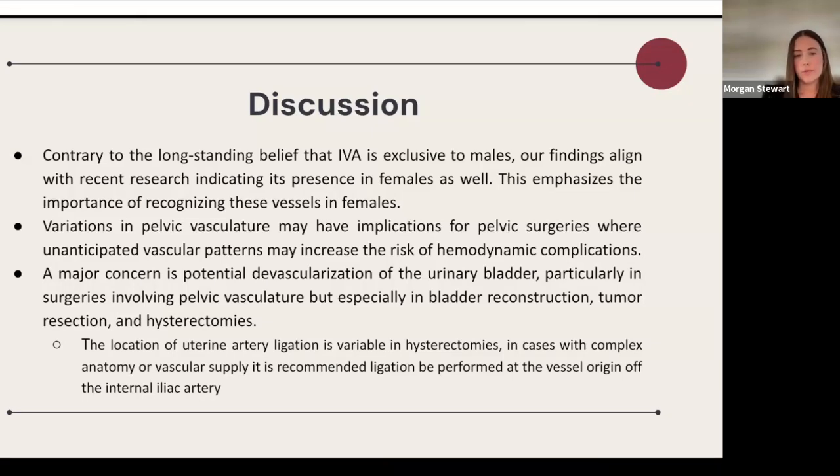And just some background: uterine artery ligation in hysterectomies is pretty much up to the provider, but in cases when there is complex anatomy or variations in vascular supply, it's recommended to ligate the uterine artery at its origin off of the internal iliac. And obviously, if you have branches supplying the inferior bladder from that uterine artery, which is about 30% of women based on this study, that could have implications in bladder vasculature.